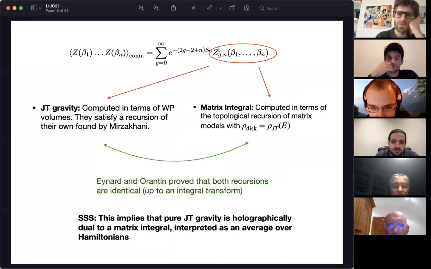Okay, so this is a summary. This expansion in genus makes sense both in gravity and in the matrix integral. Of course, in the matrix integral, it's just the topological expansion in the double scaling limit. The density of states on the disk fixes it completely. Here we have the volumes. And the equality of these two things was proven by Eynard and Orantin, the fact that they both give the same answer. And this is the interpretation I just mentioned.